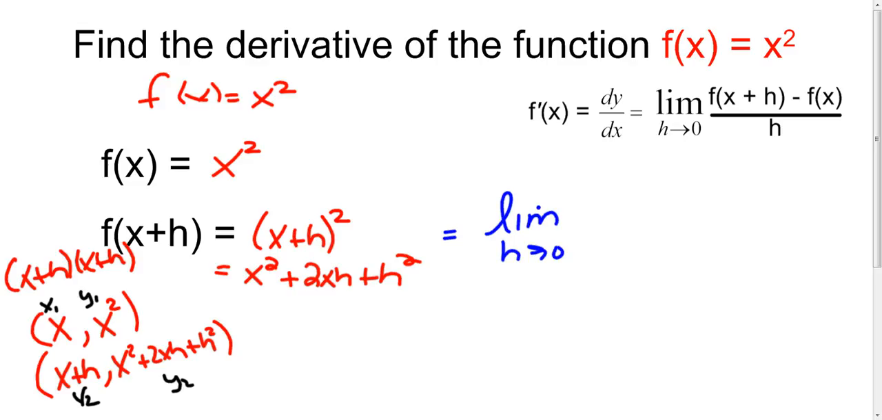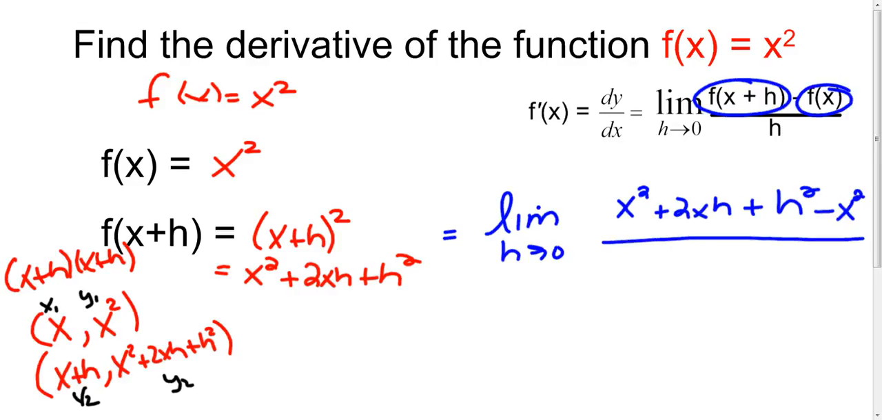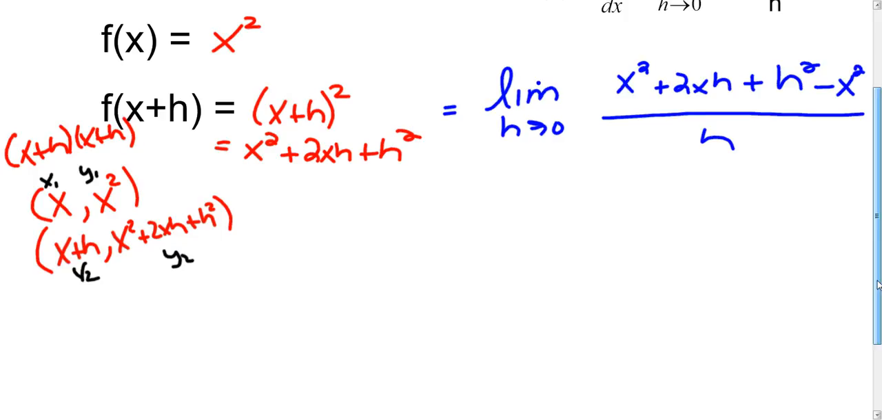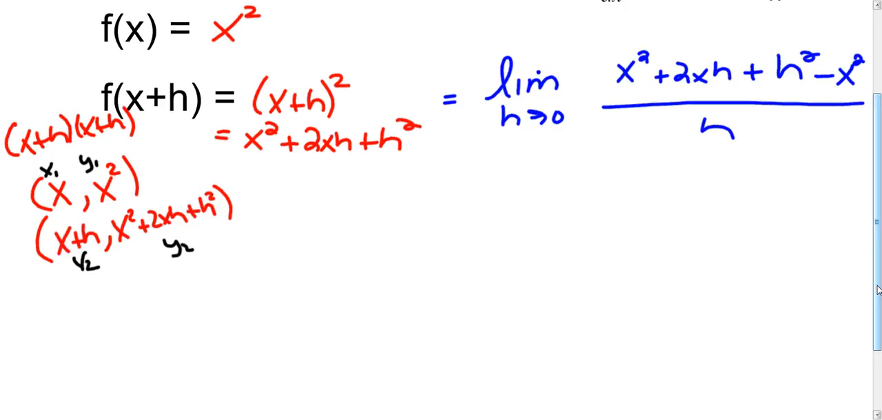So here's how this looks. f of x plus h we already discovered was x squared plus 2xh plus h squared, minus f of x, which was x squared, all over h. So what happens is these two cancel each other out. I can't plug a 0 in for h right now because I would have a 0 on the denominator, so I need to simplify.